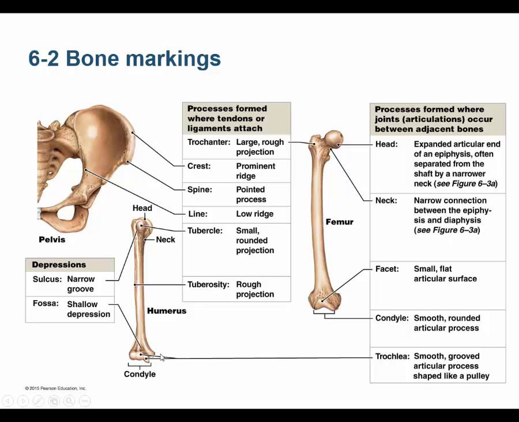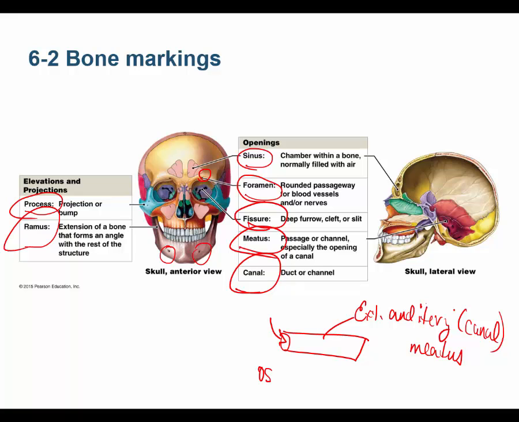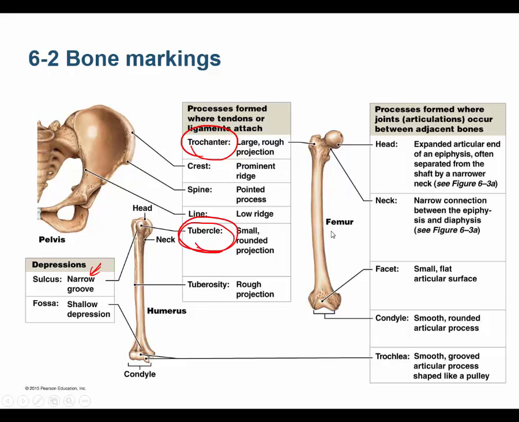You have trochanters, which are large tubercles, for lack of a better word, but I haven't described tubercle yet, and it's just a rounded projection. So what's a large rounded projection? A trochanter. What's a small rounded projection? A tubercle. We have narrow, shallow fissures, or narrow grooves, and that's called a sulcus. See, let me go back. See how a fissure was a deep furrow? Well, a shallow furrow is a sulcus.